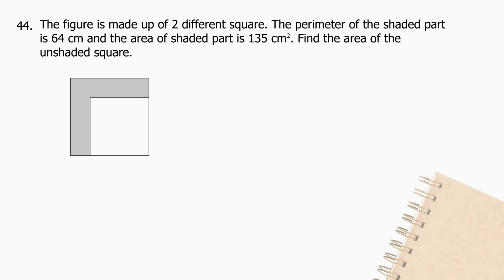Question 44. The figure is made up of 2 different squares. The perimeter of the shaded part is 64 cm, and the area of the shaded part is 135 cm square. Find the area of the unshaded square.